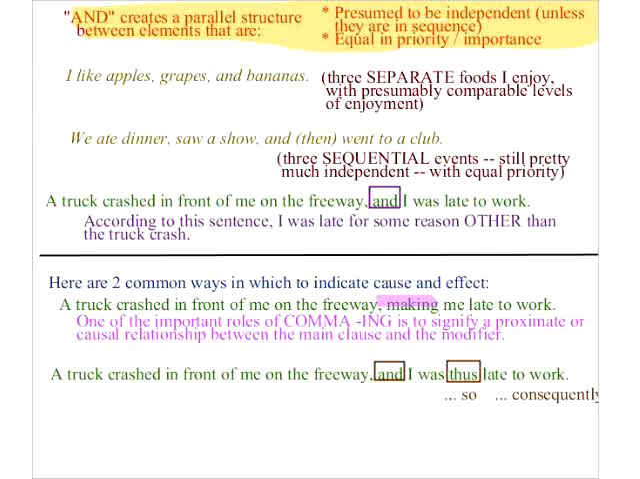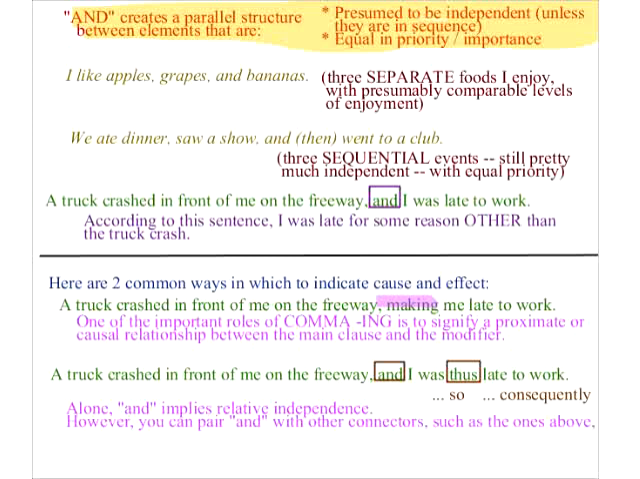So then you can do that. And by itself presumes some sort of independence. So alone, the word "and" implies relative independence. However, you can pair it. You can pair "and" with other connectors, such as the ones above, to signify this kind of relationship.